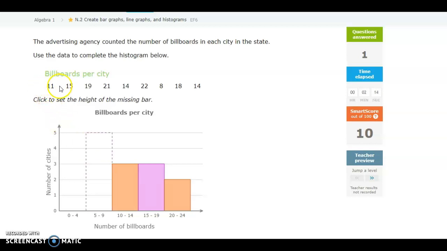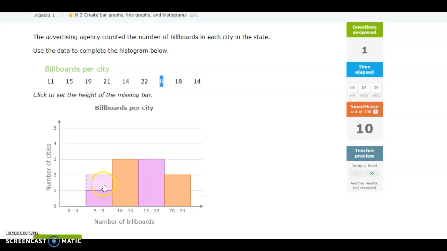So when I look through my numbers here, 11, 15, 19, 21, 14, 22, 8 is the only number that falls within this range. So how many numbers do I have within that range? I only have one number within that range.